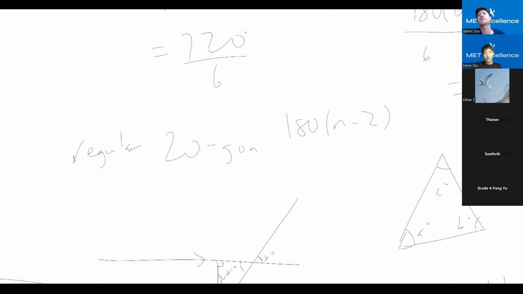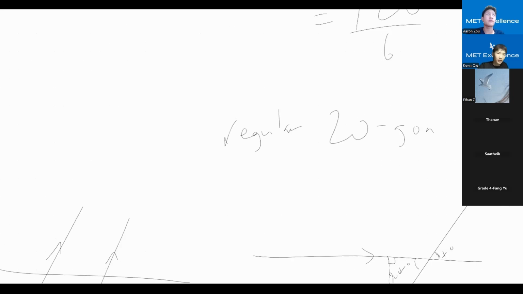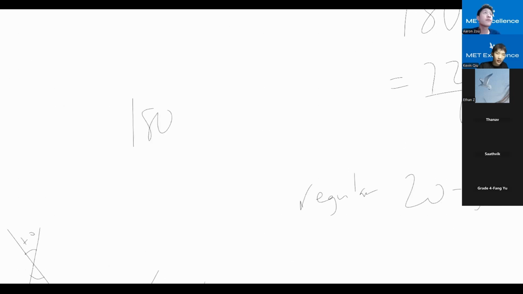So yeah, Ethan, that is correct. Great job. The correct answer is 162. And how you would do this is you would take the total of the interior angles, which is 180 times 20 minus 2, and you would divide it equally among the 20 angles. So 180 times 18 over 20 is 162.